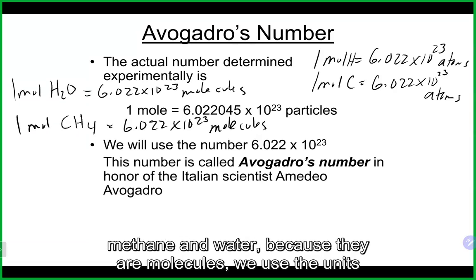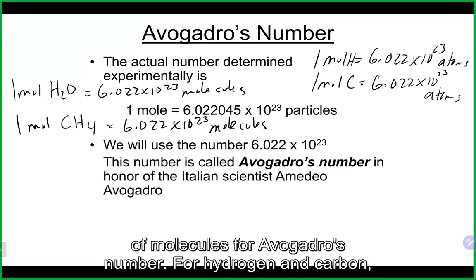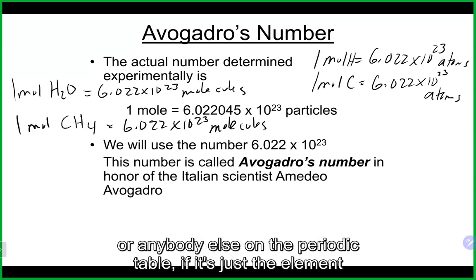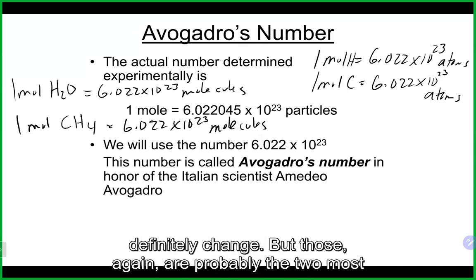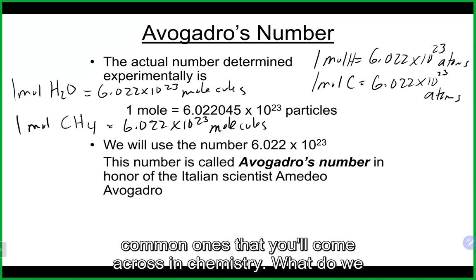Here for methane and water, because they are molecules, we use the units of molecules for Avogadro's number. For hydrogen and carbon or anybody else on the periodic table, if it's just the element by itself, we use atoms for it. So the units of that number can definitely change, but those again are probably the 2 most common ones that you'll come across in chemistry.